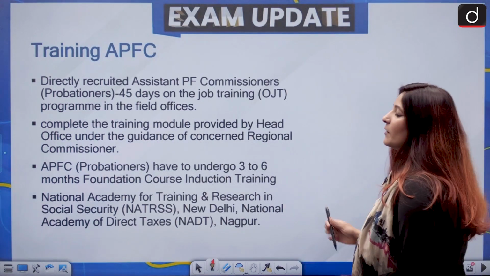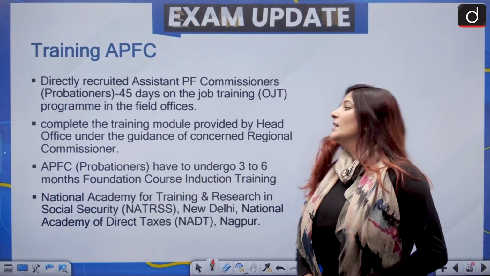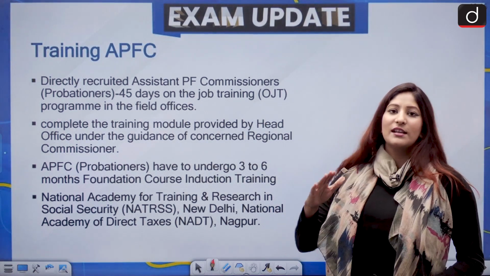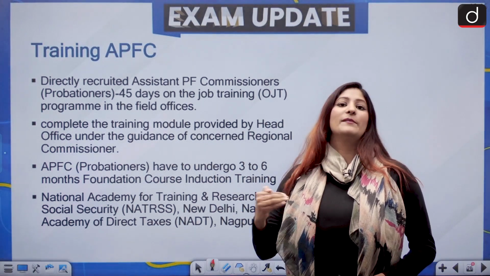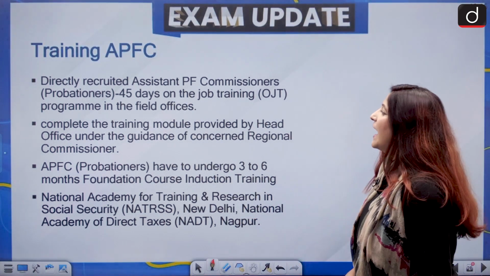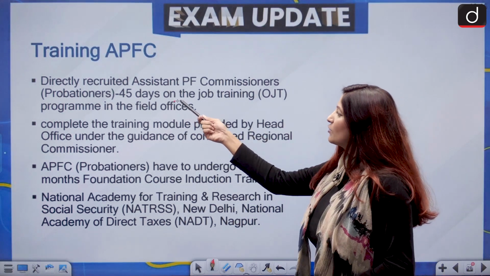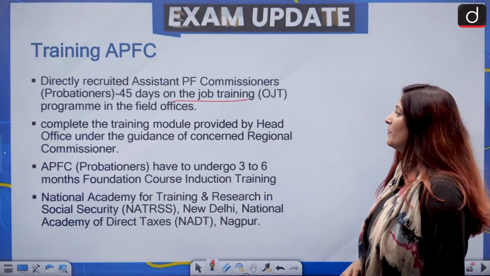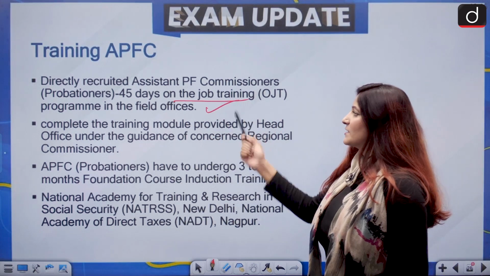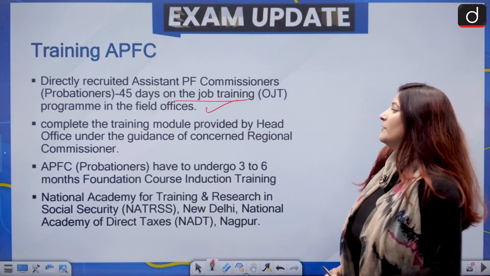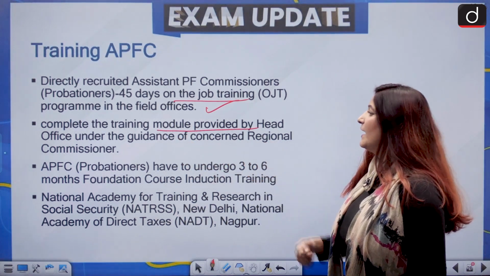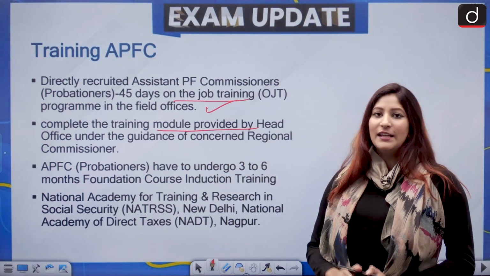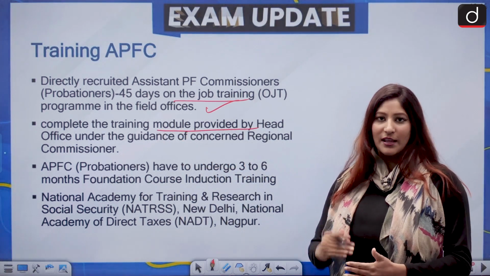Moving ahead, if we talk about the training of APFC, then directly recruited, because there are certain promoted APFCs and directly recruited APFCs. So directly recruited APFCs will have a training of 45 days on the job. So it is on the job training. And the field officers, because Enforcement Officer is a field officer, will complete the training module provided by the head office under the guidance of the regional officers, because they will work under them only.